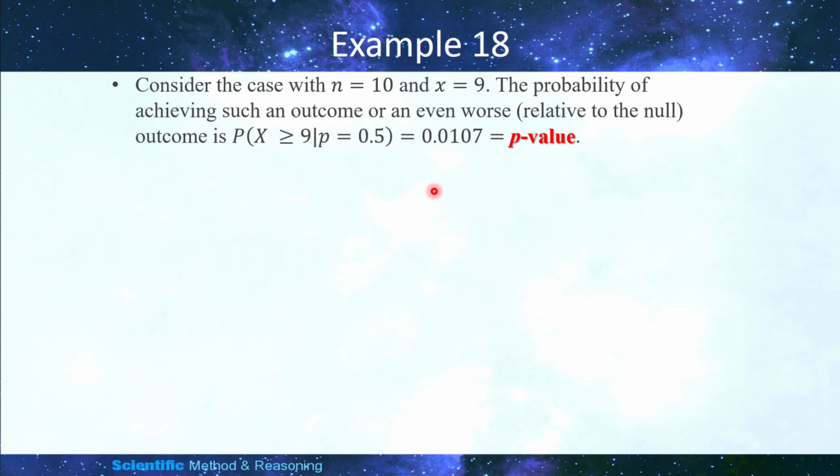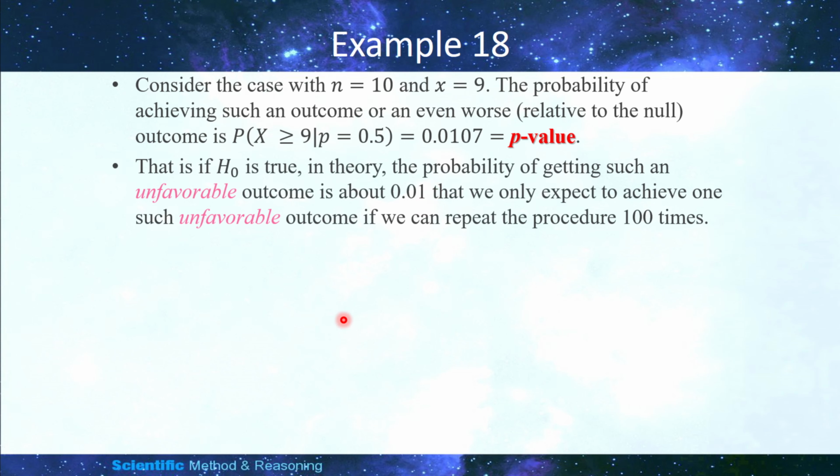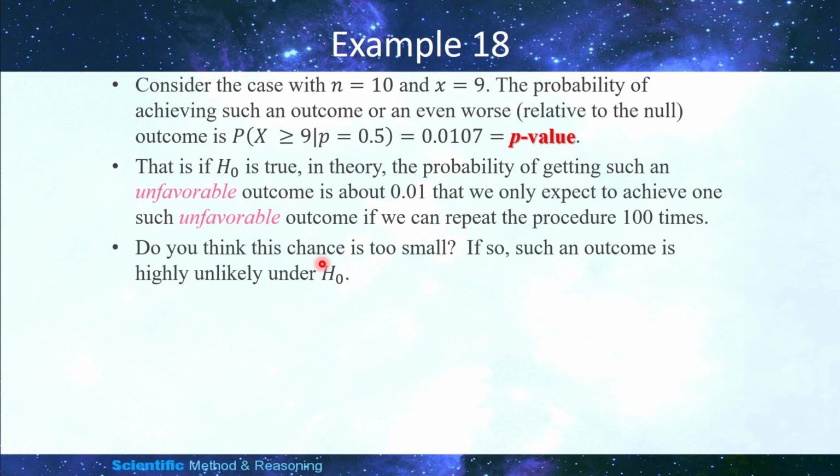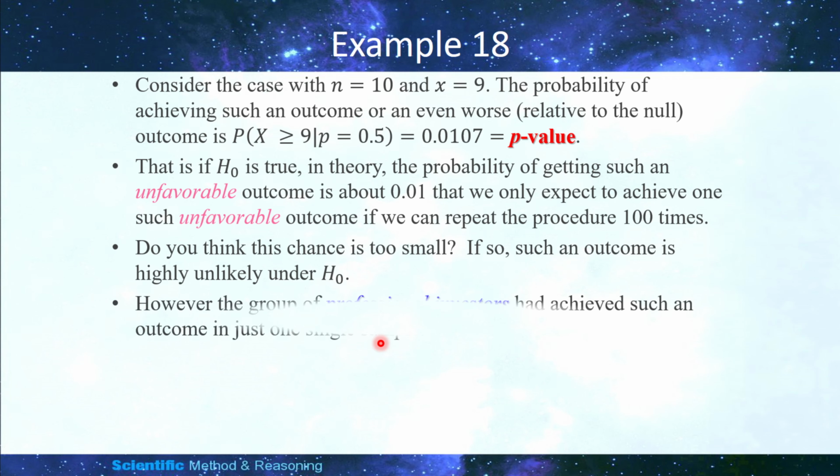So how small is this p-value? Is it small enough to reject the null hypothesis? That is, if the null hypothesis is true, in theory, the probability of getting such an unfavorable outcome is only about 1%. That means we only expect to achieve one such unfavorable outcome if we repeat the procedure 100 times. Do you think this chance is too small? If so, such an outcome is highly unlikely under the null hypothesis.